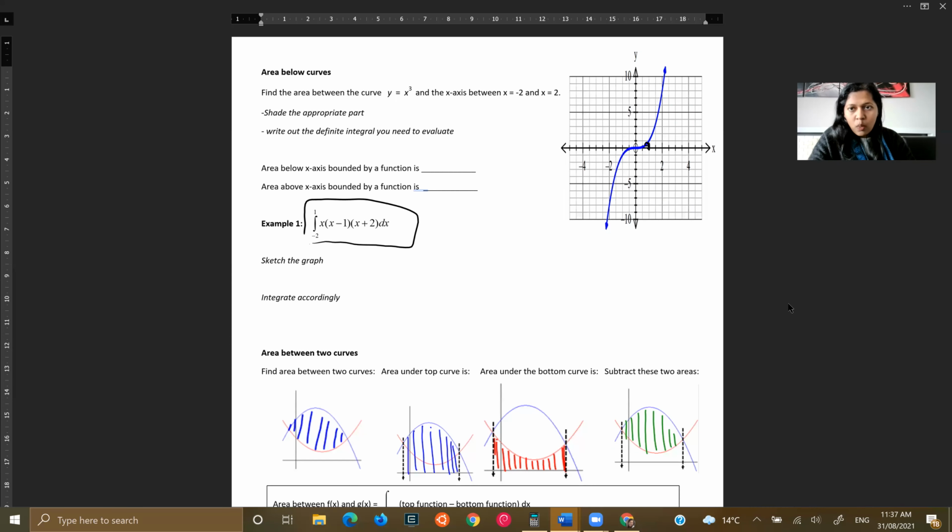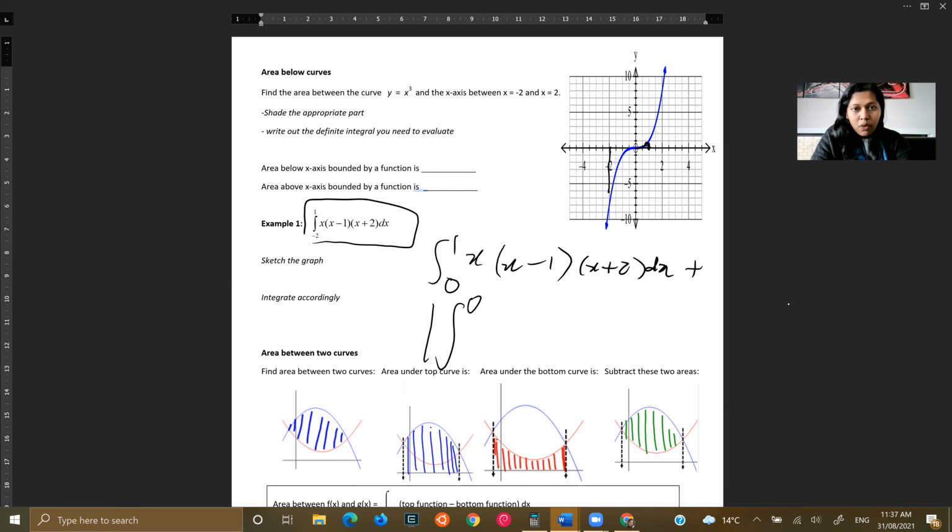Now, one thing you should be aware of is above the x-axis, the area is going to be positive. Below the x-axis, the area is going to be negative. So I can't actually do it in one go. I have to separate it, to 1 and 0, and then add the positive value of integrating from 0 to -2.